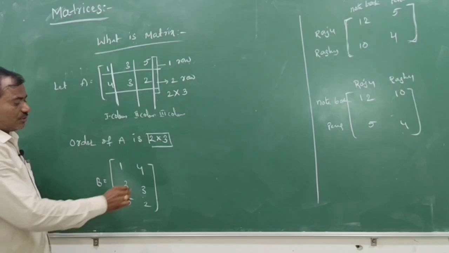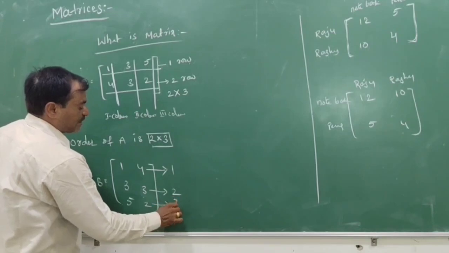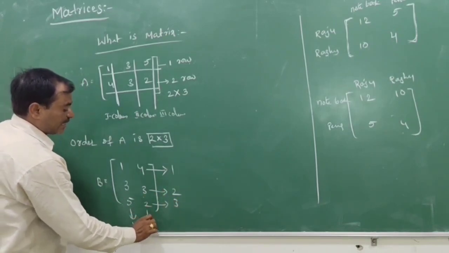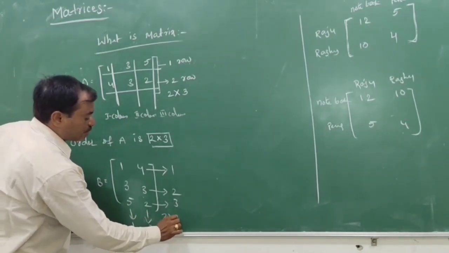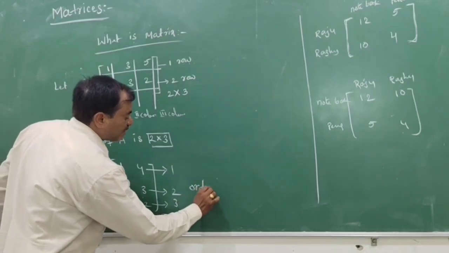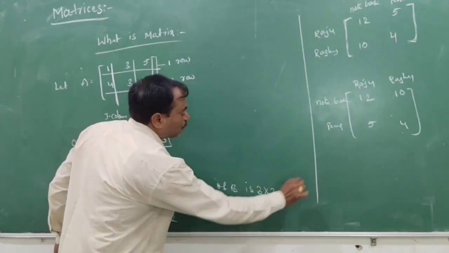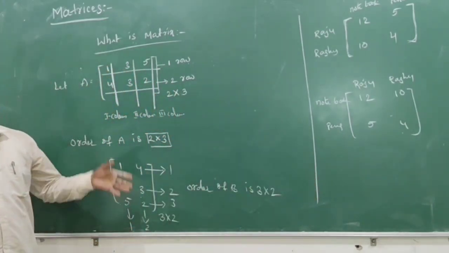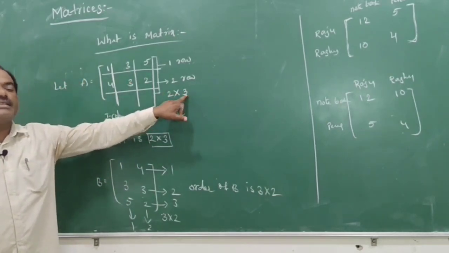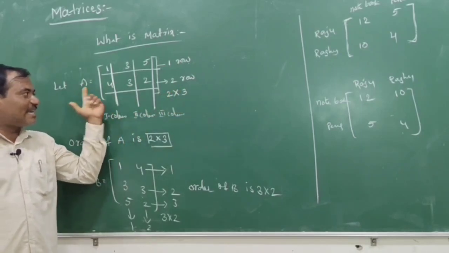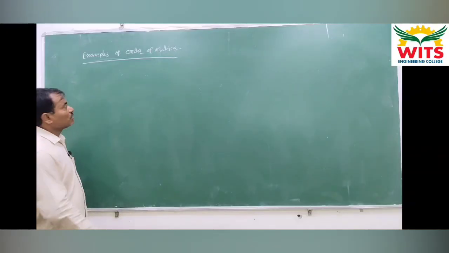Here the number of rows is 1, 2, 3 and the number of columns is 1 and 2. So the order of this matrix is 3 cross 2. It can be written as the order of B is 3 cross 2. This is the order of the given matrix. Generally, the identity of a matrix depends on this order. Here the order of matrix A is 2 cross 3 and the order of B is 3 cross 2.